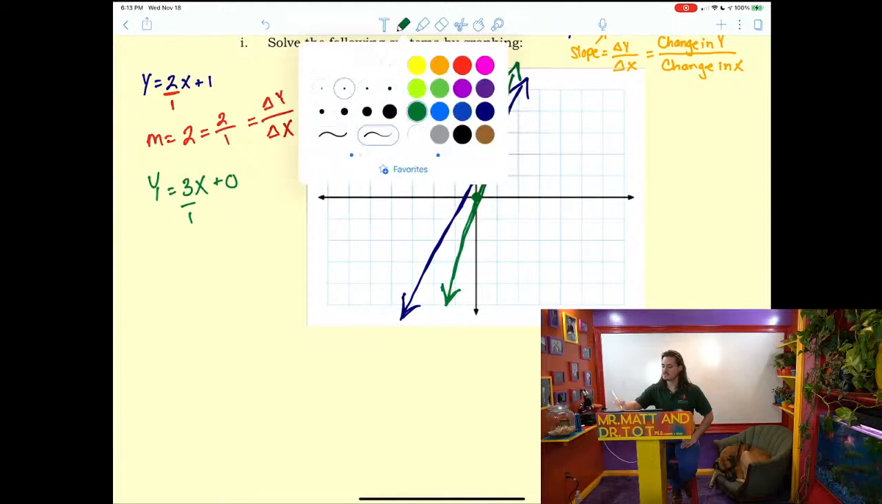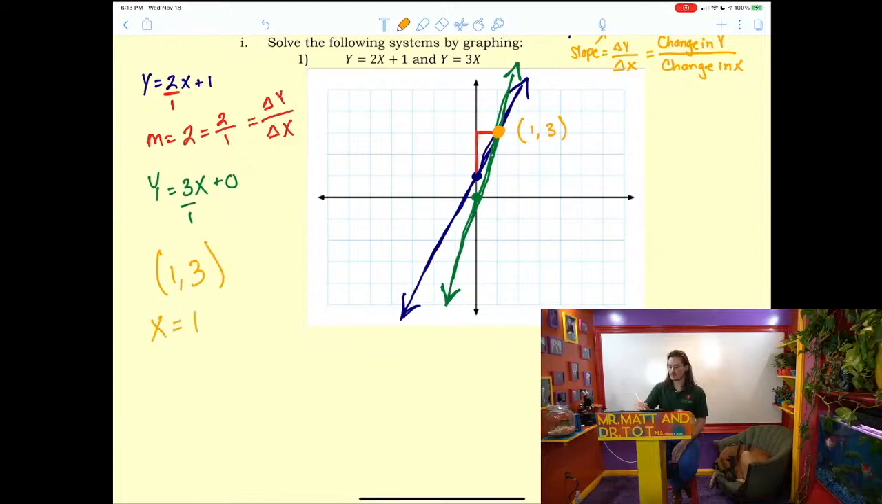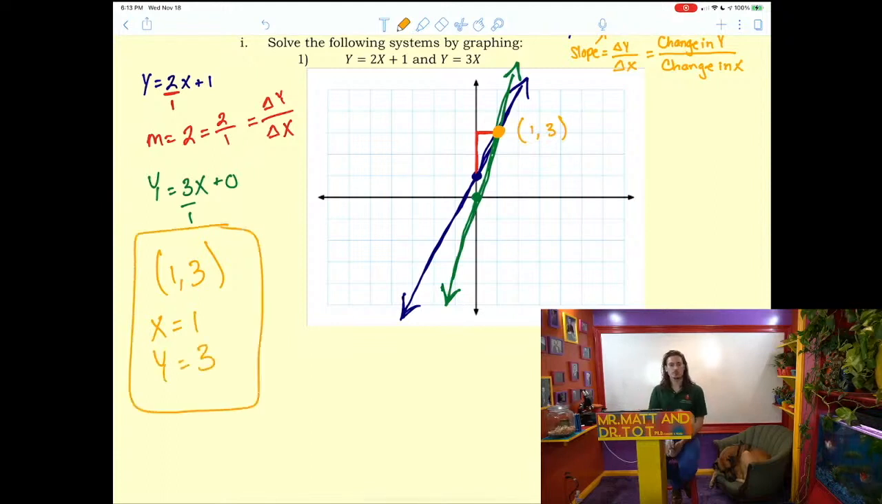And so we can see that these two equations intersect at (1, 3). So the solution here is (1, 3), which means x is equal to 1 and y is equal to 3. You have to be able to interpret that coordinate point that represents the solution set. So (1, 3) means that the solution set to this system of equations is x is equal to 1 and y is equal to 3.